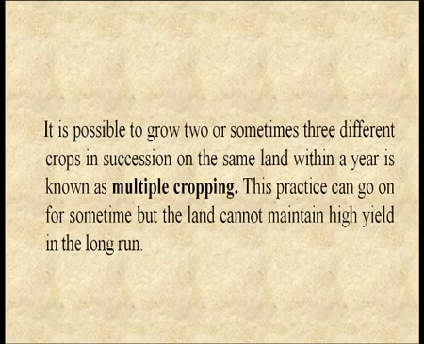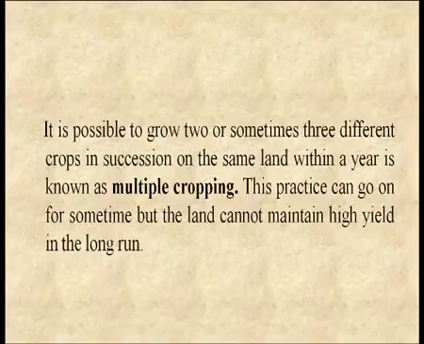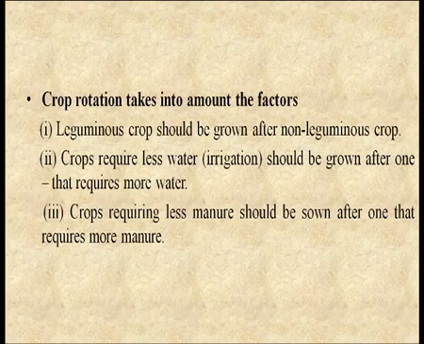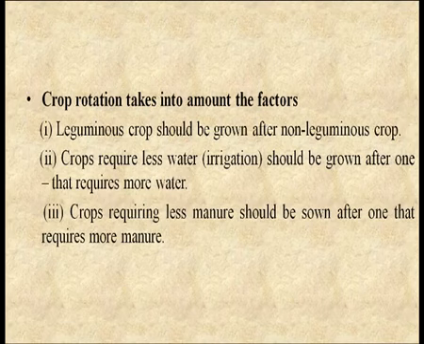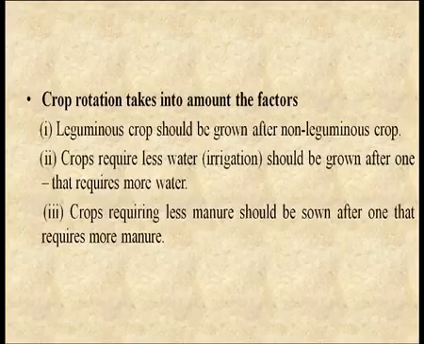It is possible to grow 2 or sometimes 3 different crops in succession on the same land within a year, which is known as multiple cropping. This practice can go on for some time, but the land cannot maintain high yield in the long run. Crop rotation takes into account these factors. First, a leguminous crop should be grown after a non-leguminous crop. Second, a crop requiring less water should be grown after one that requires more water. Third, crops requiring less manure should be sown after one that requires more manure.